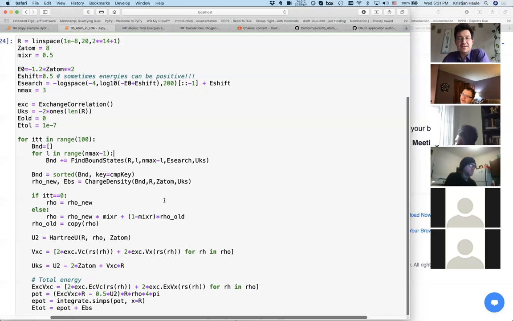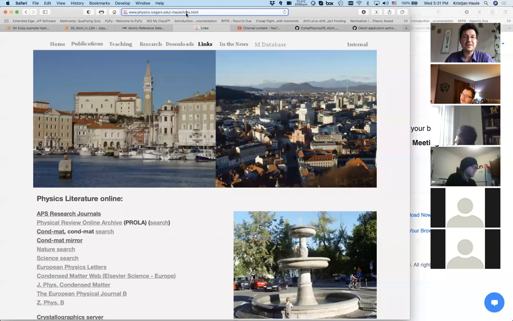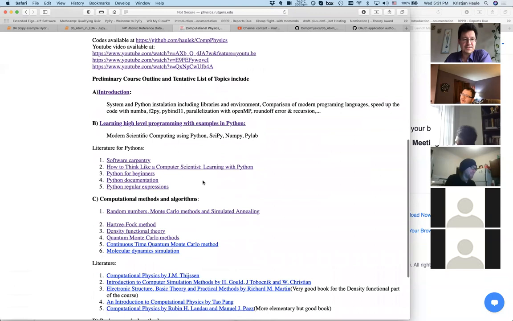on programming in Python. And the next subject that I want to talk about is Monte Carlo. So 509. I prepared here random numbers, Monte Carlo methods, and simulated annealing. This is what we're going to do.